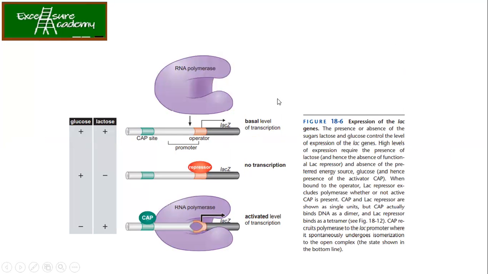See here in this figure, you have got the RNA polymerase. If everything is there, glucose is there, lactose is there, the RNA polymerase will go and bind, and basal level expression will happen. Now, for the repressor, you don't have lactose, you have glucose, so no transcription. Now, glucose is not there, lactose is there. Here CAP, the activator, is helping your RNA polymerase, so an activated level of transcription is happening. Okay, clear?